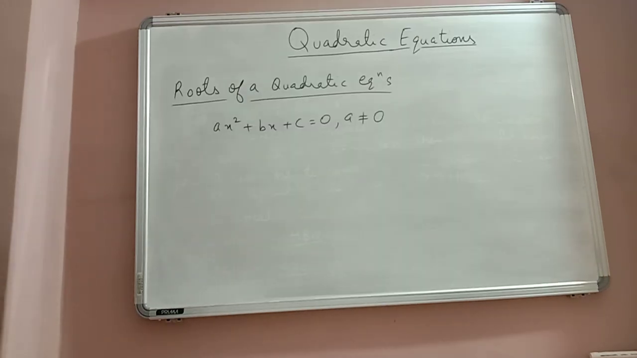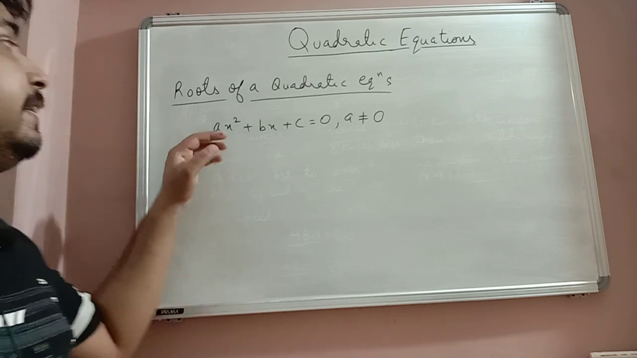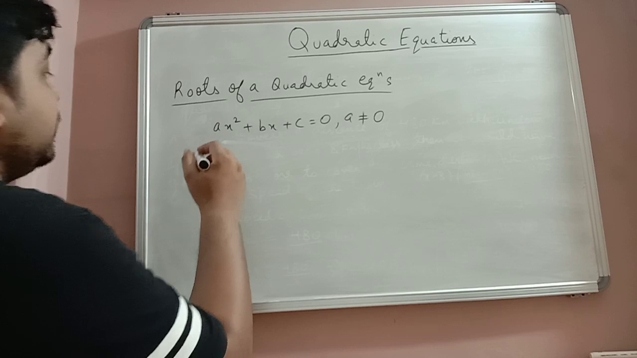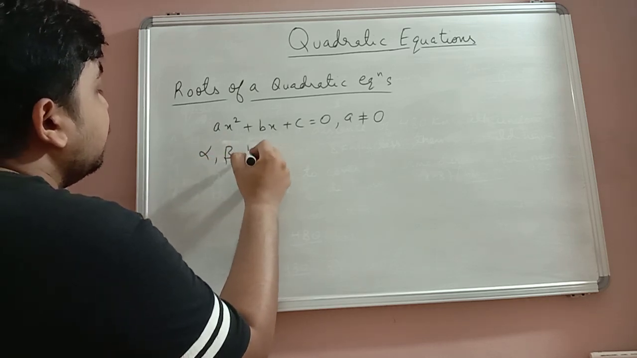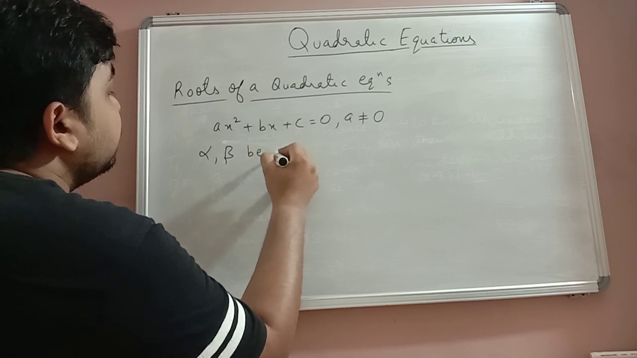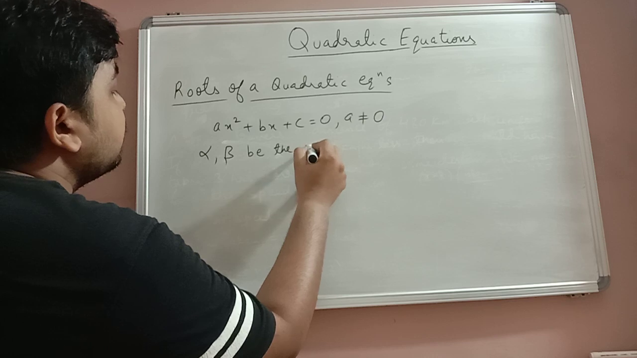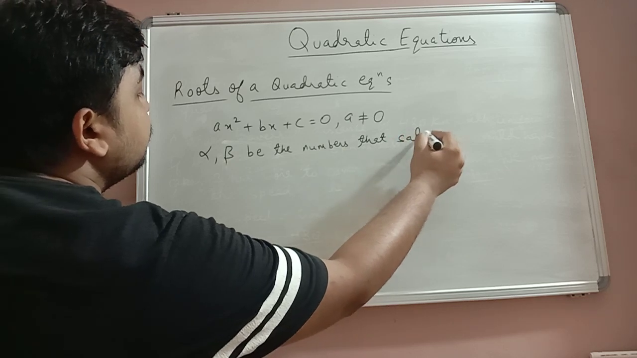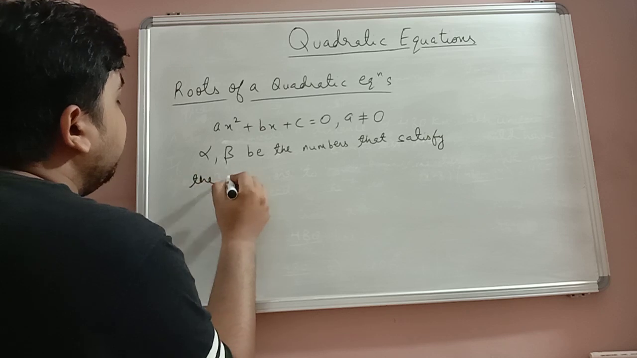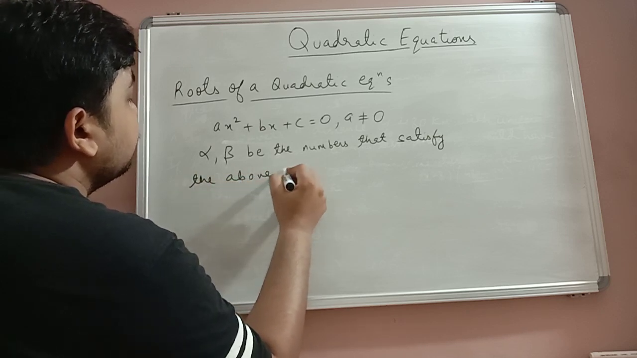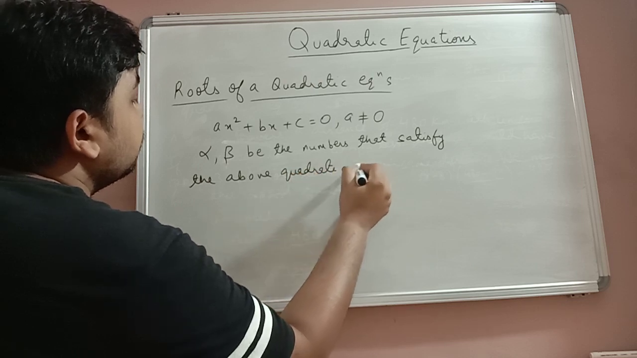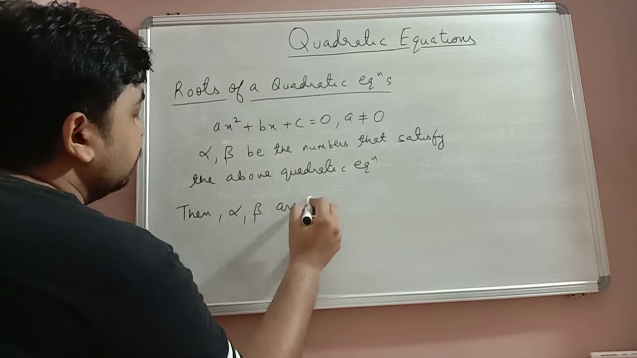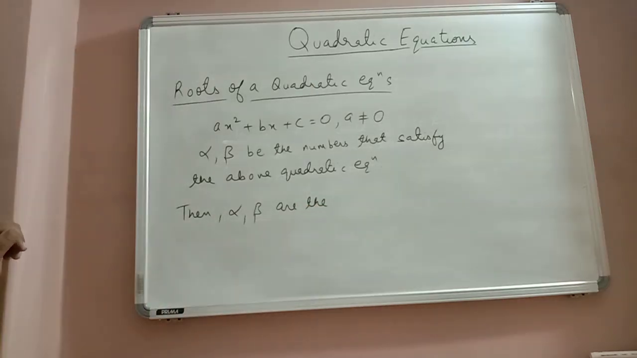Now let's discuss the roots of a quadratic equation. If we have a general form of a quadratic equation, that is ax square plus bx plus c equal to 0, a not equal to 0, and alpha and beta are the numbers that satisfy the above quadratic equation, then alpha and beta are the roots of the quadratic equation.